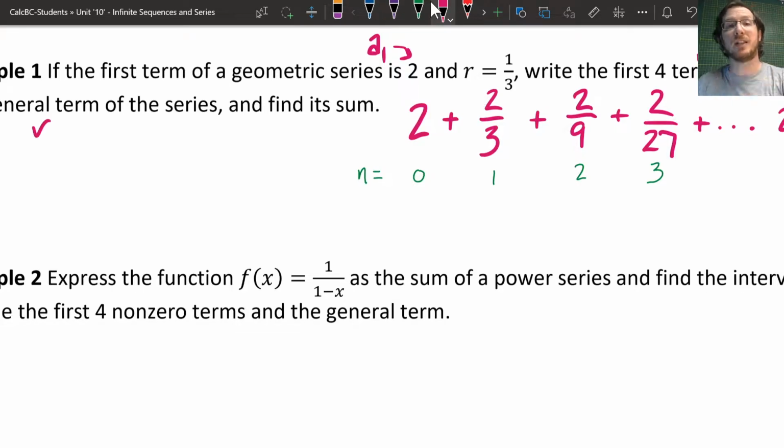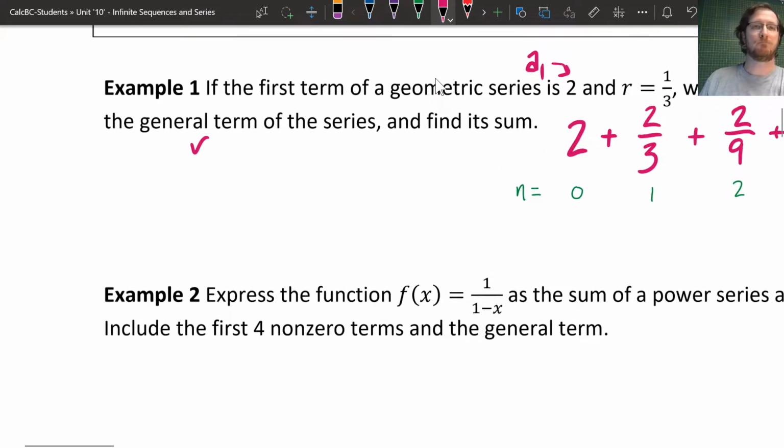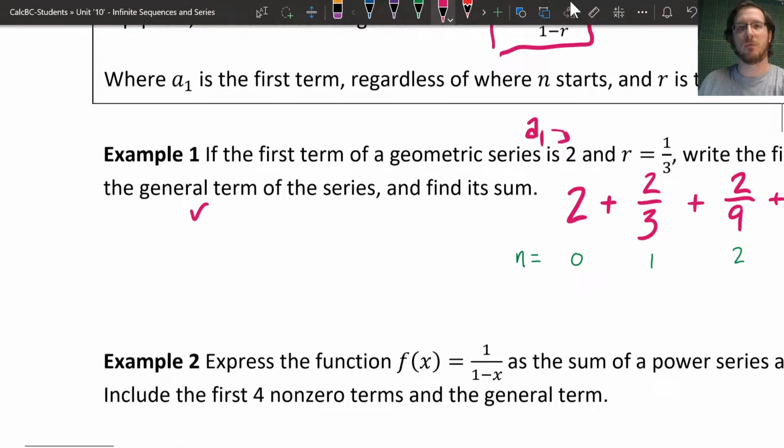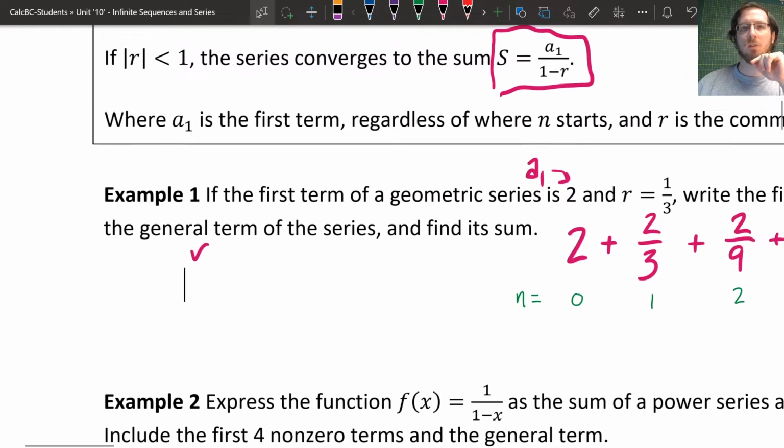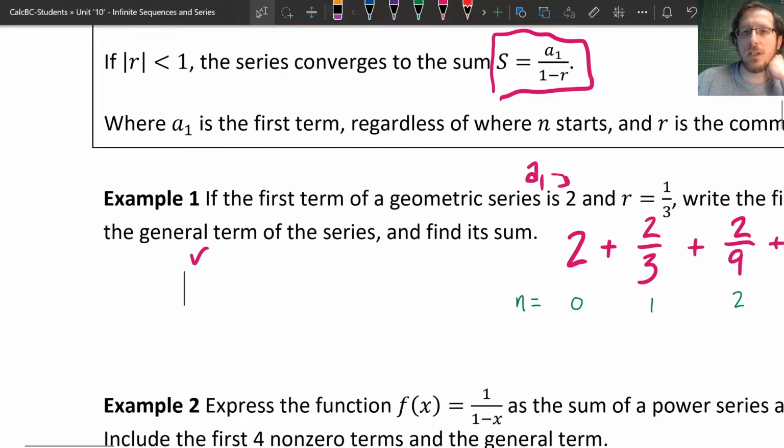So now we want to find its sum. To find its sum, let's go back to that formula up there. S equals our first term over 1 minus r. Okay, so S equals our first term over 1 minus r.